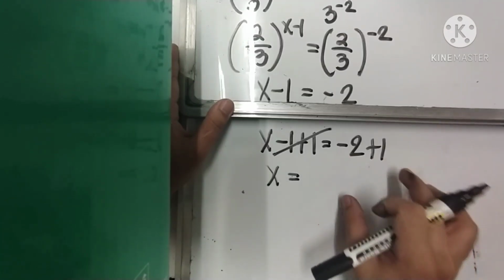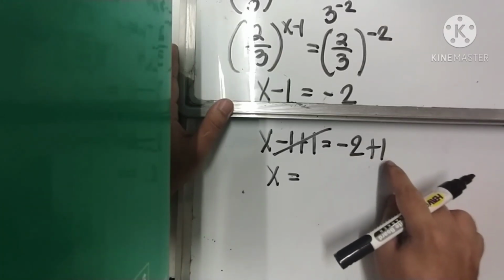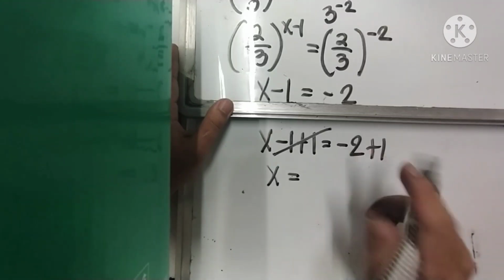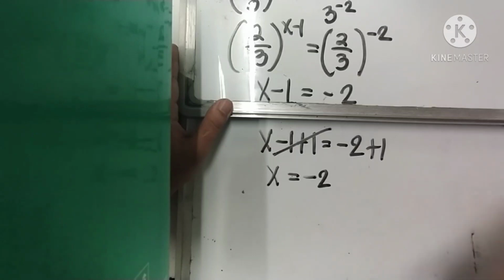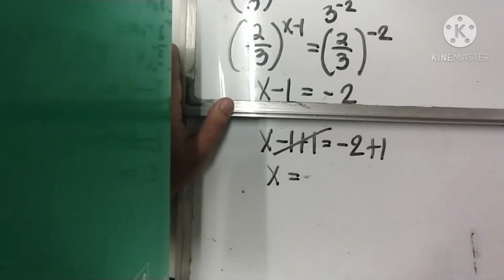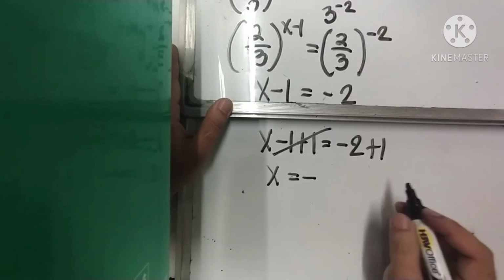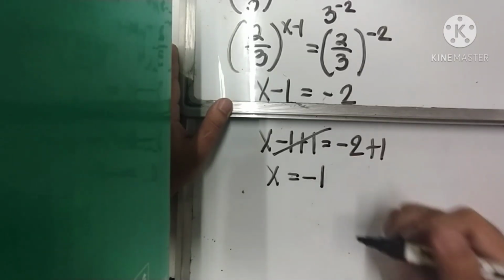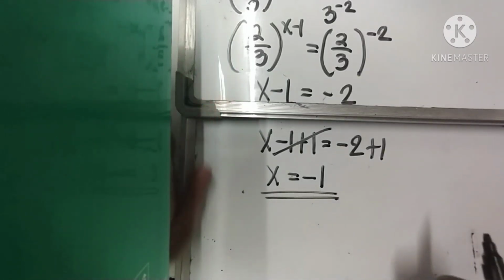So now we can apply the rule of integers. Negative 2 plus 1. Which is bigger? It is 2. So copy the sign of the bigger number, then proceed to subtraction. So negative 2 minus 1, that is 1. So therefore, the value of our x is equal to negative 1. Okay?